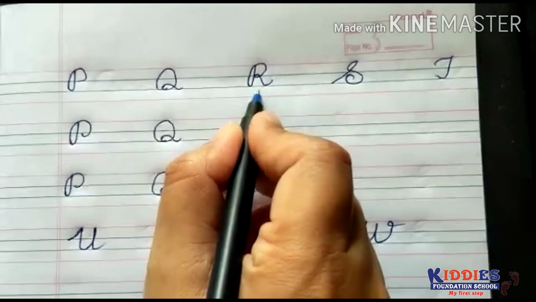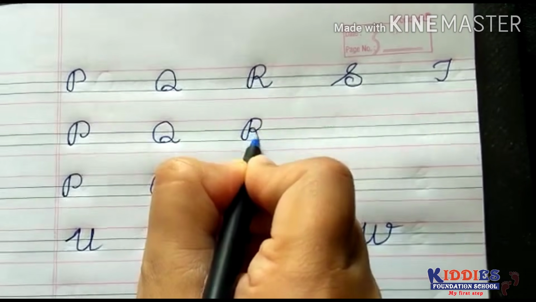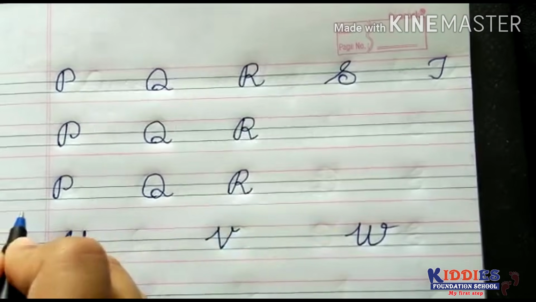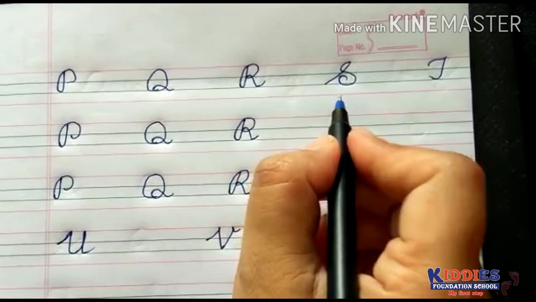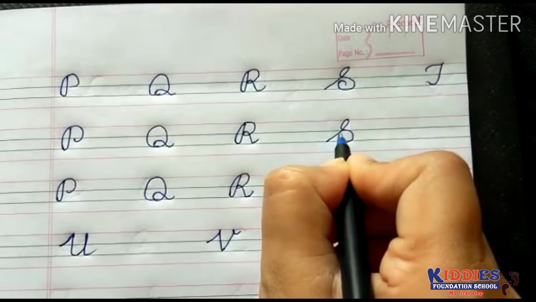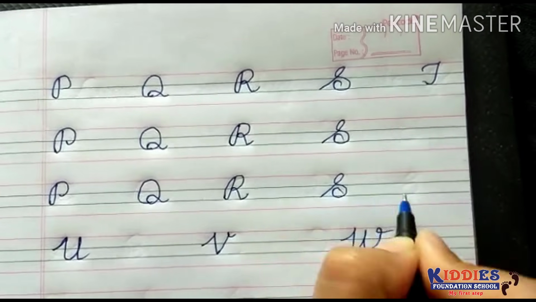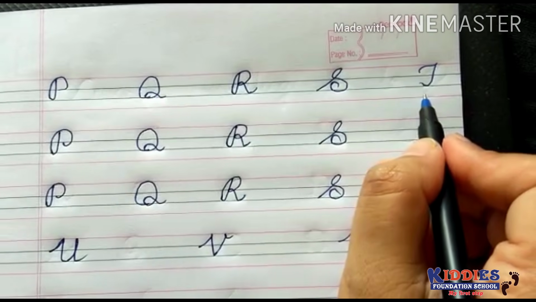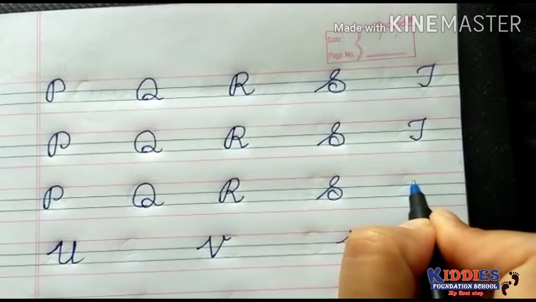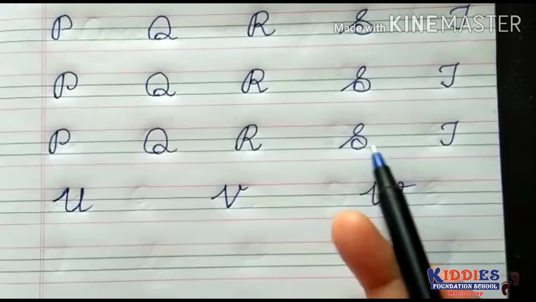Now R. This is the letter R. We are going to write from the red line to blue line. R. This is the letter S. Starts from the blue line, like this. Okay. This is the letter T. T. These are the letters P, Q, R, S and T.